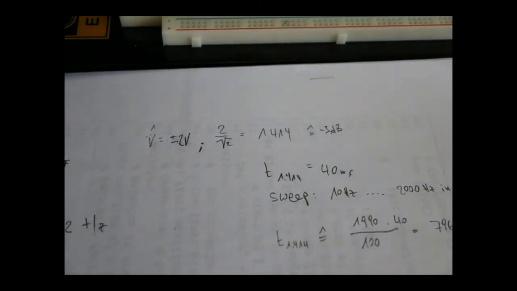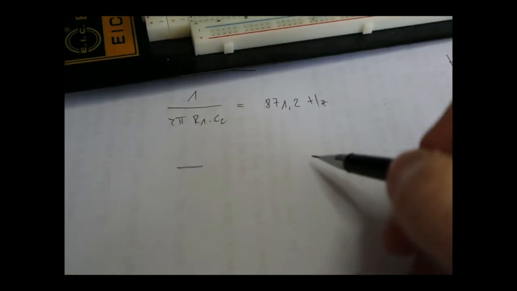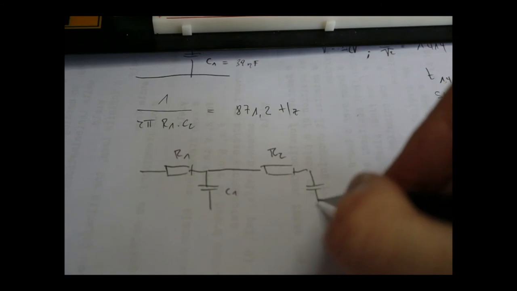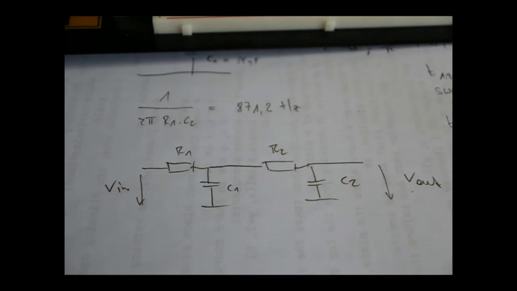Now what I would like to add is a second RC stage right after the first one. A second RC stage, something like this. You know, you have R1 and C1, and we just add another one, R2 and C2, and see how the relationship of the output voltage to the input voltage looks.